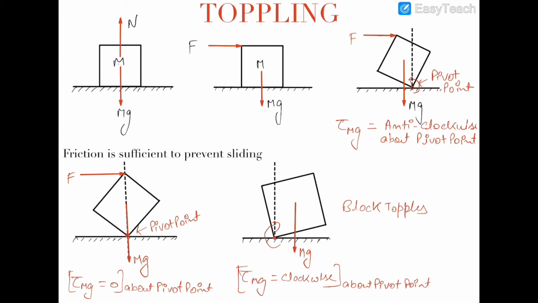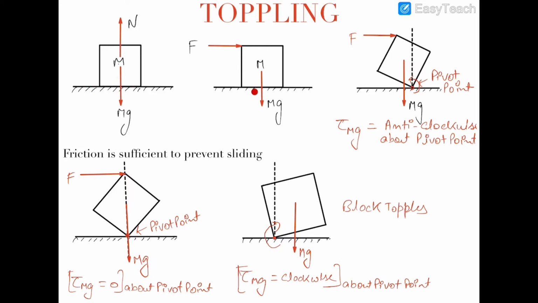Now first of all, let me demonstrate what toppling is. You can see that there is a block which is kept on this rough surface, and this is the normal reaction acting on the block in the upward direction, and this is the mg acting on the block in the downward direction. Now as there is no tendency of this block to slide on this surface, there is no friction acting on this block. So this block has no tendency to slip or slide over this surface.